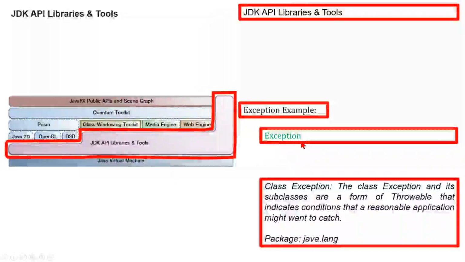Exception example, class Exception. The class Exception and its subclasses are a form of Throwable that indicates conditions that a reasonable application might want to catch. This is in package java.lang.